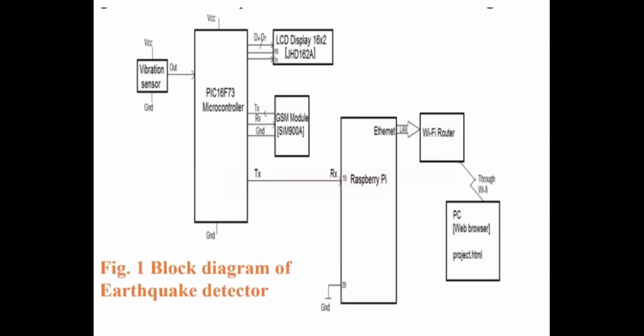And this is the block diagram of the earthquake detector. In this, we are using the microcontroller PIC6773, which is attached with the vibration sensor and the LCD display. With that LCD display, we can measure the frequency, and the frequency will be drawn on a graph, ma'am. It is connected to the Wi-Fi router and it spreads the message. It is connected to the phone number of a particular consumer, and the web browser will be updated.